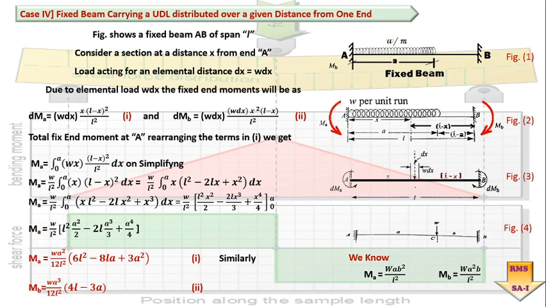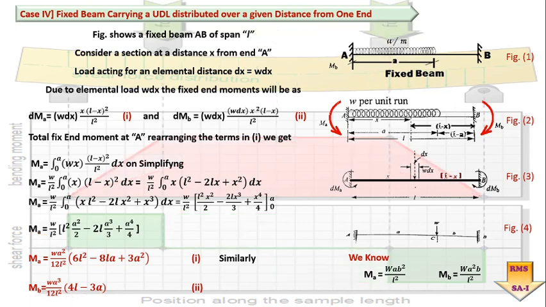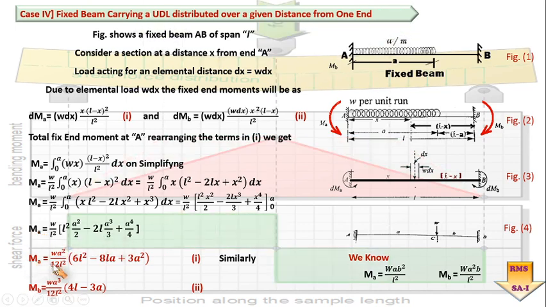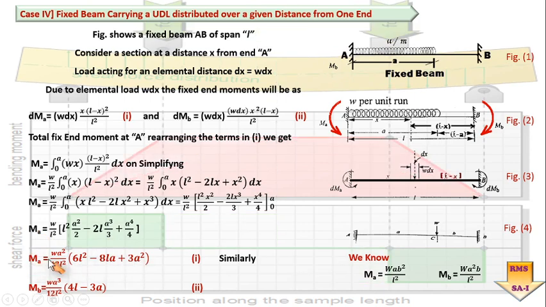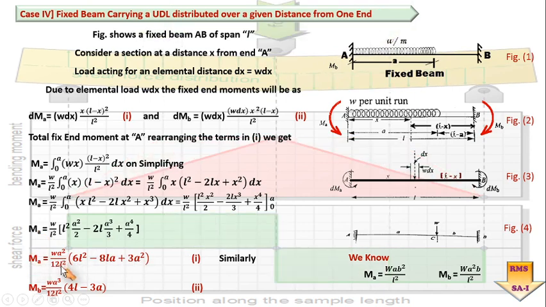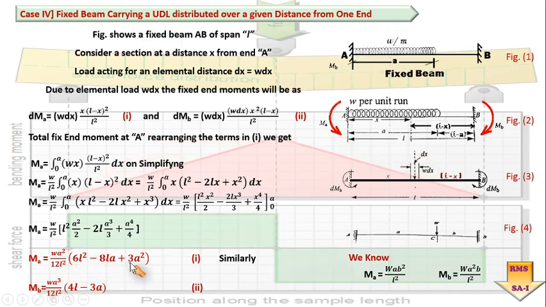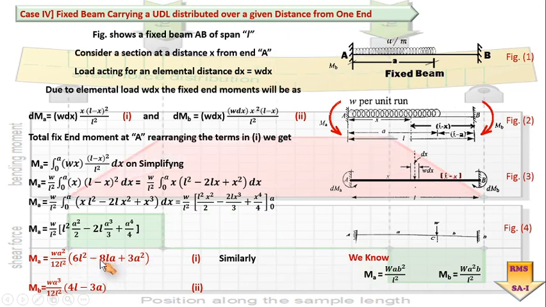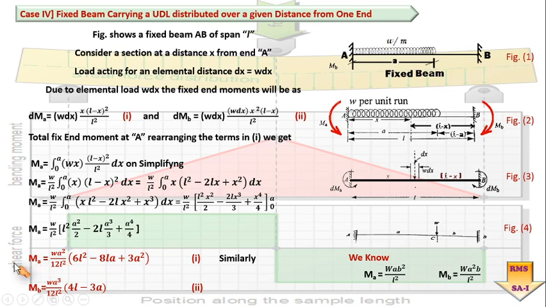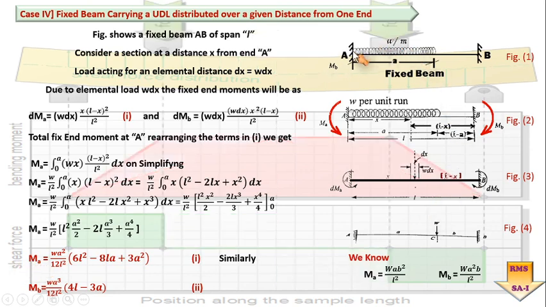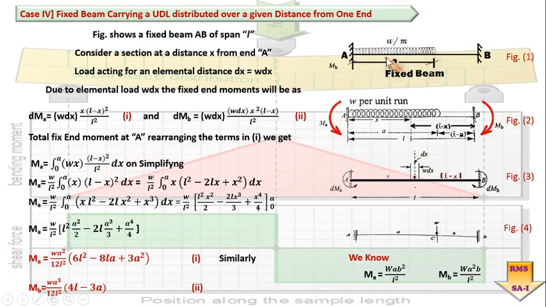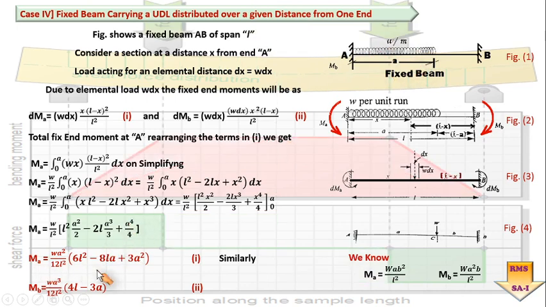So this is nothing but the value of the fixed end moment at point A, and after simplifying that, making it very convenient to solve, I have come to the conclusion that MA is WA square by 12L square in the bracket 6L square minus 8LA plus 3A square. So this is the fixed end moment at point A for a case of a UDL imposed for a length of a distance A. So this is MA.